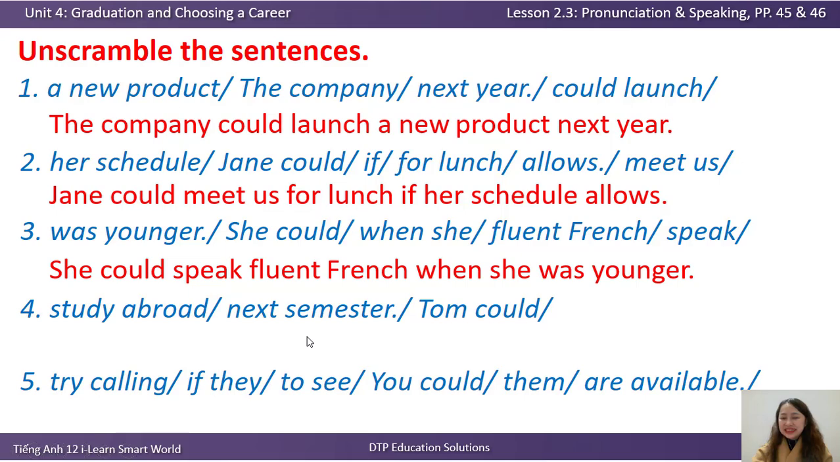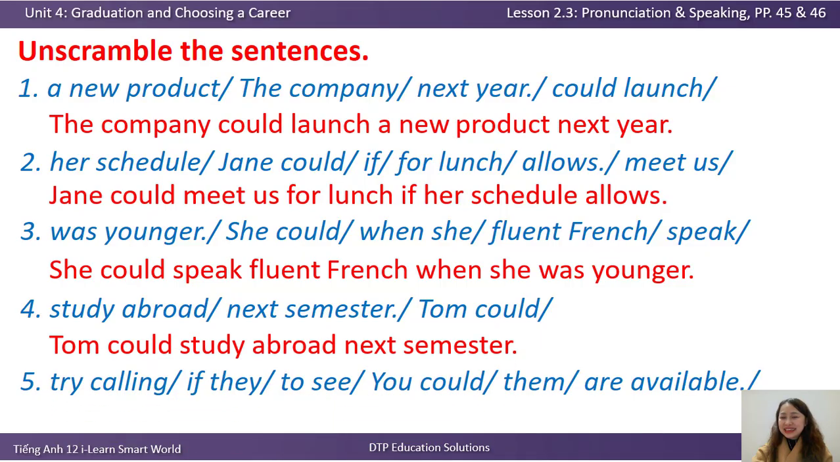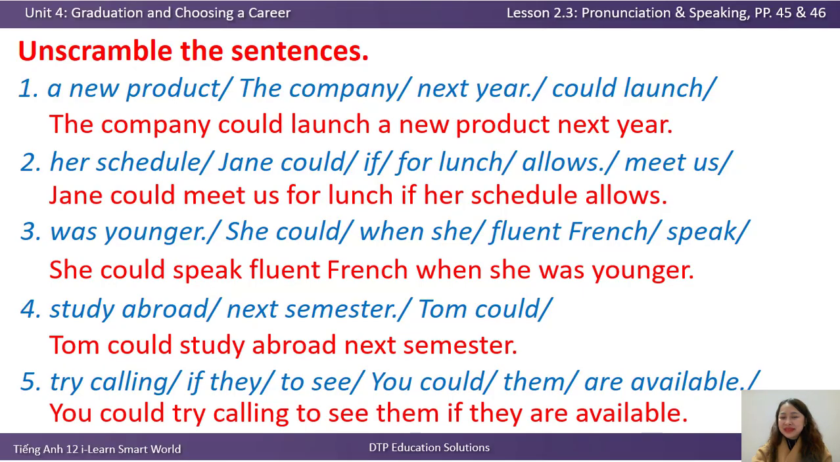Look at number 4. So your answer is? That's right. This shows possibility for the future. Again, could pairs with a base verb to express a potential action in the future. And the last one is number 5. Check. Correct. This is an example of suggestion. The speaker is recommending that the listener try calling someone to check their availability.